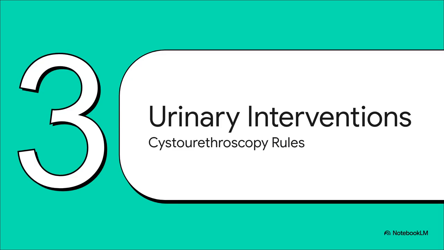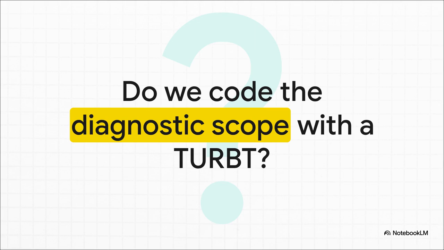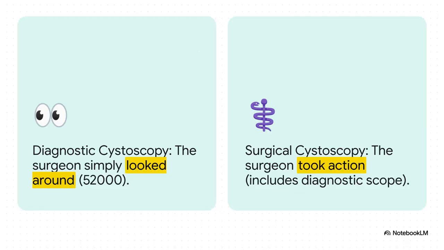Let's dive into Section 3, cystourethroscopy and urinary interventions. We really need to look at the specific metrics required for scopes in the urinary system. Consider this scenario. You've got a cystourethroscopy with transurethral resection of a bladder tumor, what we usually call a TURBT. The tumor measures 3.5 centimeters, leading us to code 52235. The million-dollar NCCI edit question is, do we code the diagnostic scope on top of the resection? Here is the rule you absolutely must commit to memory.